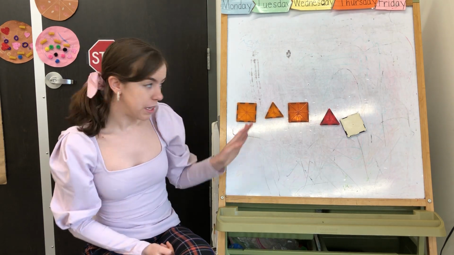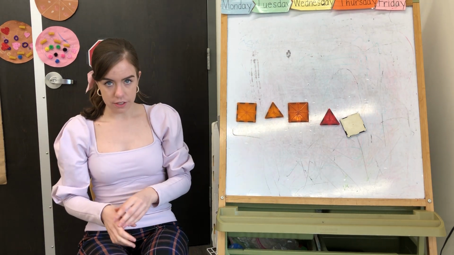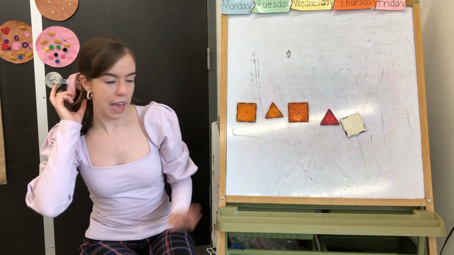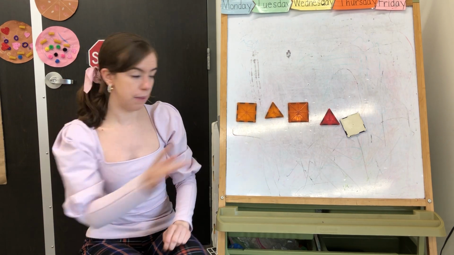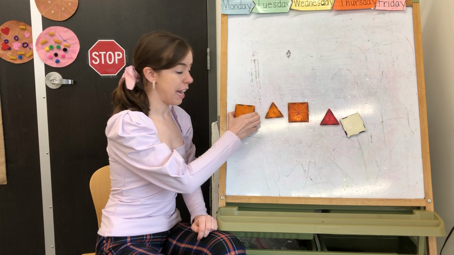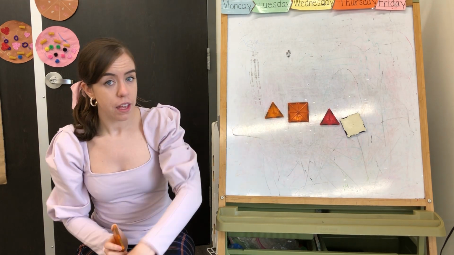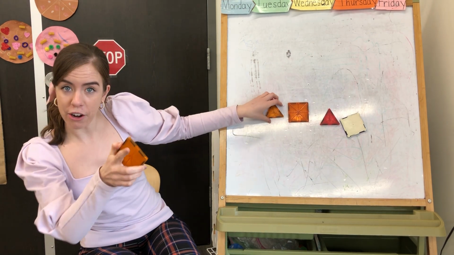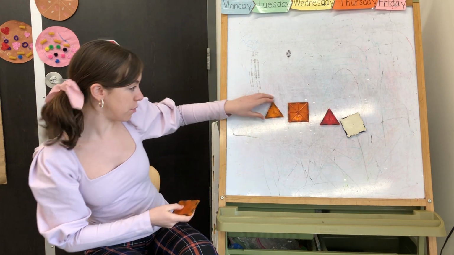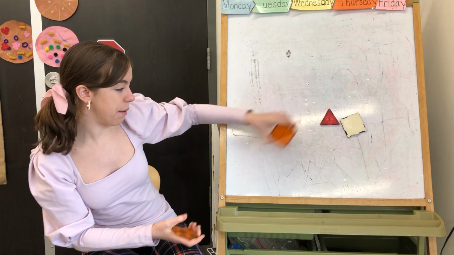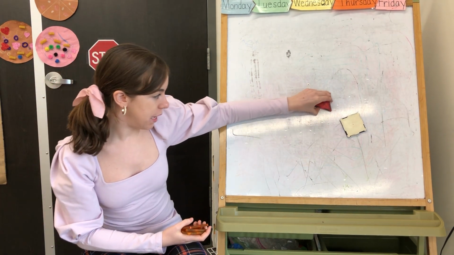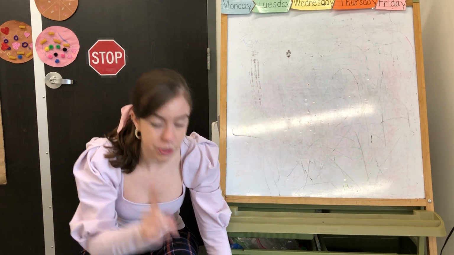Square, triangle, square, triangle, square. So if you see me doing that, I might mix up the colors. That would be a shape pattern, because I'm making the patterns based on the shapes: square, triangle, square, triangle. If you see that, you can say it's a shape pattern. Or I might do a different kind of pattern. Another pattern I might do is using the colors.